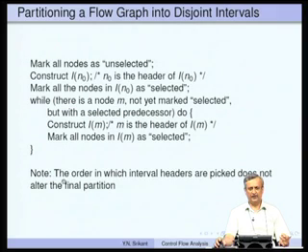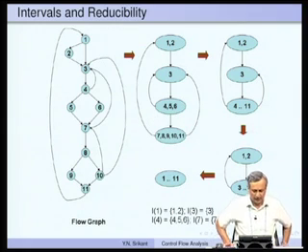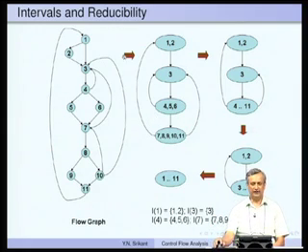So, there is a note here which says the order in which interval headers are picked will not alter the final partition. You can pick the nodes in any order to be headers, but the intervals will remain the same. So, we started with 1 and we built {1, 2} as an interval.